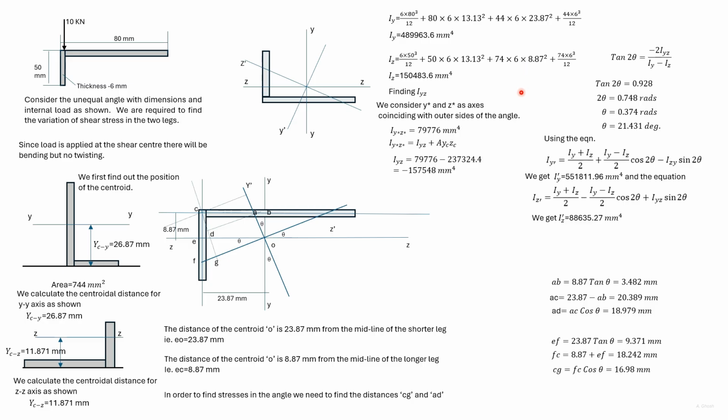Now with Iy, Iz and Iyz known, we can find tan 2 theta. We find 2 theta and theta first in radians and then in degrees. Theta is equal to 21.431 degrees. So we have the direction of the principal centroidal axis, and now we find the moment of inertia about the two principal centroidal axes. We find Iy dash using this equation and Iz dash using this equation.